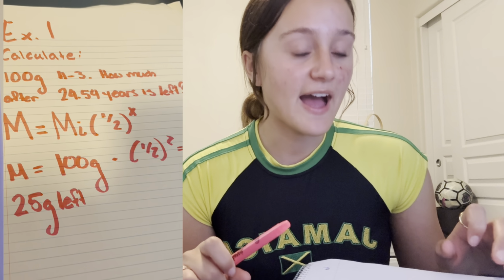You can just look at it and ask, what makes the most sense? 1/2 times 1/2, what is that? 1/4. You don't even have to write anything down. Based on your own knowledge of basic algebra, you can easily figure out the math for half-life specifically. So then you do 100 times 1/4. 100 divided by 4 is 25 grams. So the amount left after the 24.54 years is going to be 25 grams of hydrogen-3.